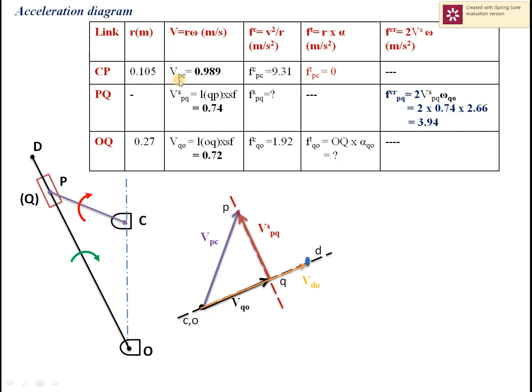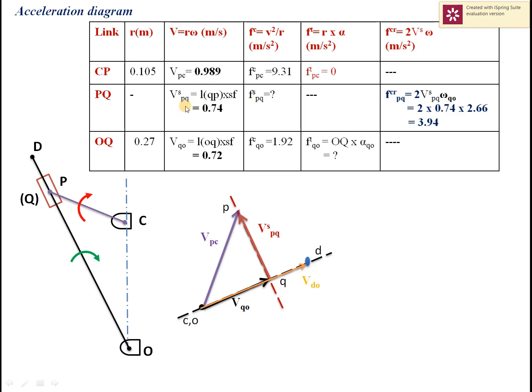we have assumed that P rotates about C. For that we have determined the relative tangential velocity of P relative to C, indicated by VPC, which is equal to the length of vector CP into the scale factor, which gives 0.989 meter per second.